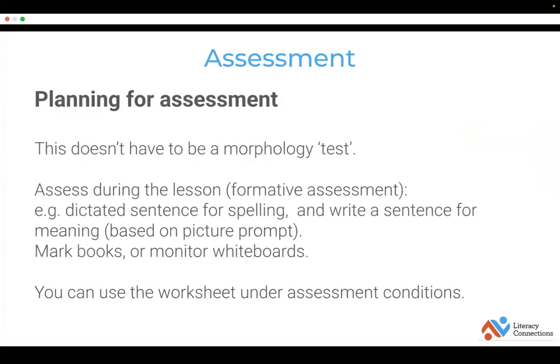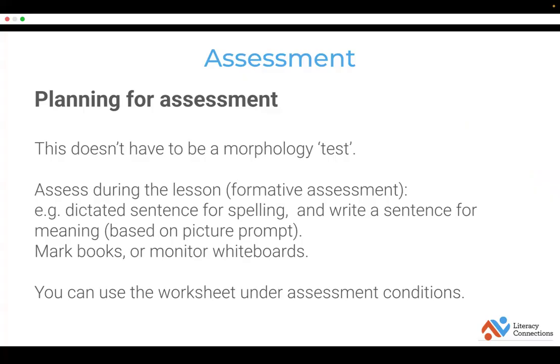So you don't necessarily have to plan for assessments that sit outside of the lesson. Most of the assessment you can do is formative within that lesson. So you're going to learn a lot from the dictated sentence for spelling or write a sentence to check for meaning. And then you can mark books, or if you're working with whiteboards, you could just do a scan of the room with the Chinit to see if they're on track or not.